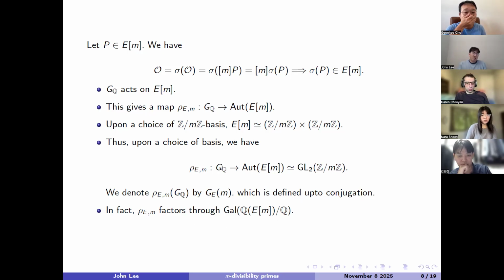So you can consider rho EM, the mod M Galois representation, from the full absolute Galois group GQ to GL2 of Z mod MZ. However, for a computational purpose, because it's kind of hard to imagine GQ, we can just consider the Galois group of Q(EM), because we know there should be finitely many numbers to generate Q(EM). And in most cases, these are much more concrete and easier numbers to deal with.